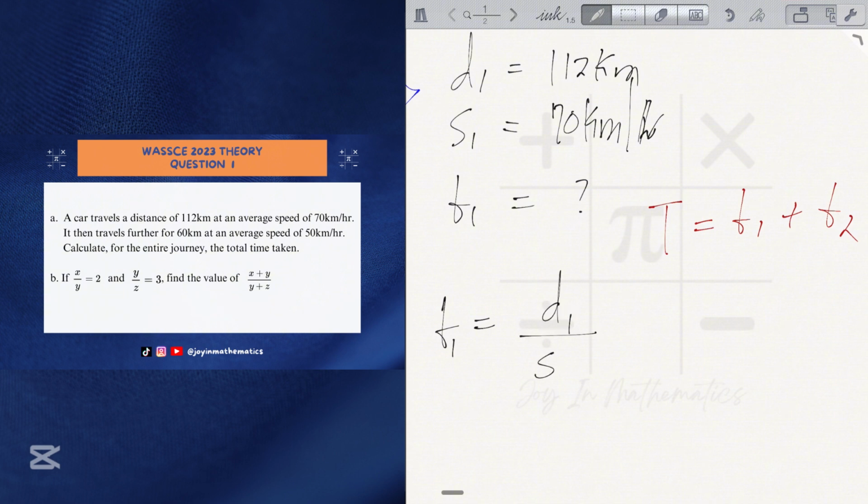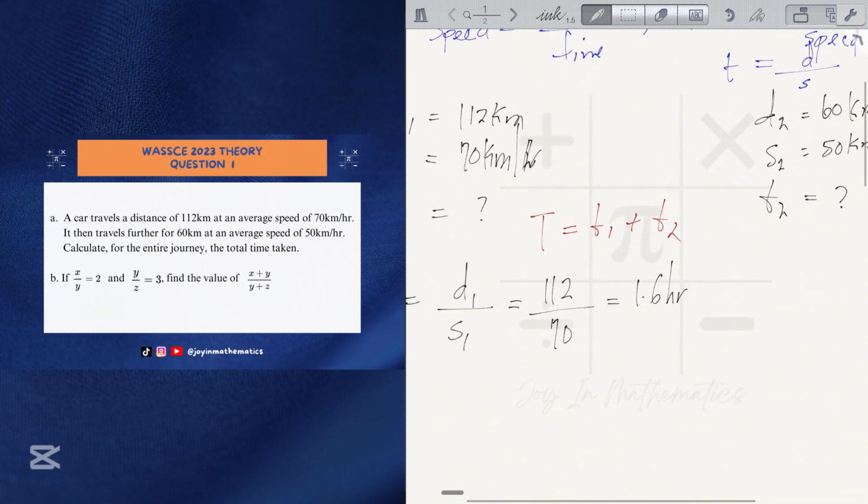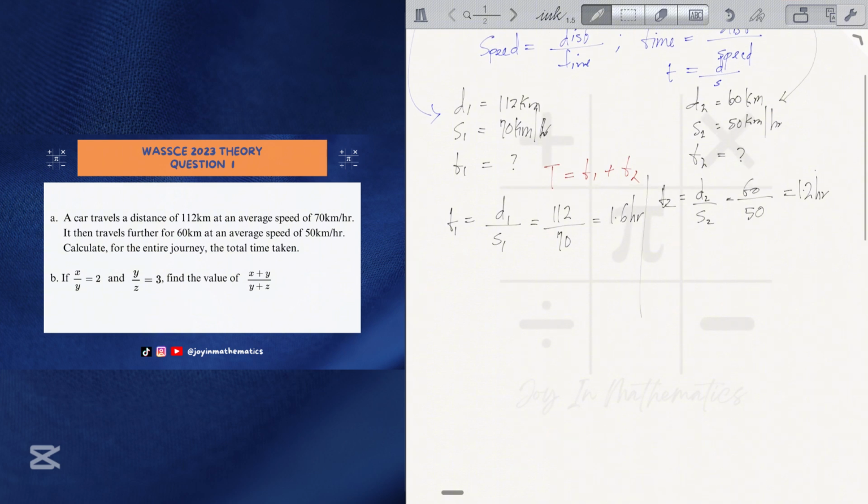We're given distance and speed, and we're looking for time, and we know that time is equal to distance over speed. So T1 is equal to D1 divided by S1, which will be 112 kilometers divided by 70 kilometers per hour, and this will give 1.6. The unit is hours. Similarly, in this case, we are looking for T2. T2 will be equal to D2 divided by S2. So it will be 60 divided by 50 kilometers per hour, which will be equal to 1.2 hours.